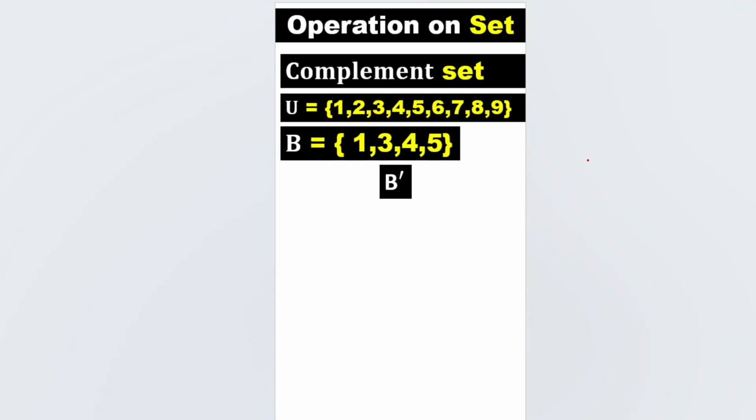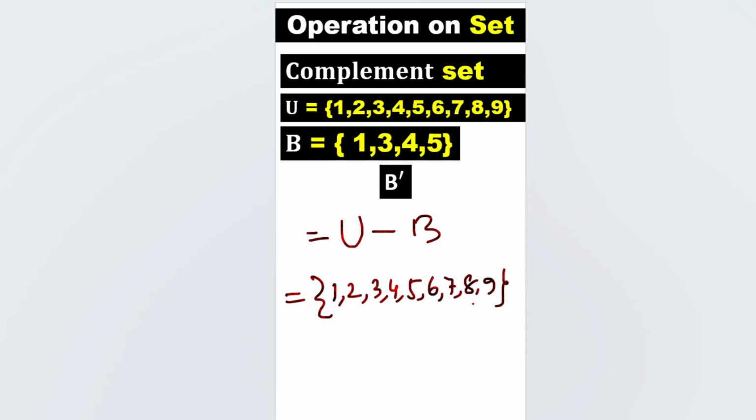Complement set. Look, here is the universal set 1 to 9 and set B {1, 3, 4, 5}. Complement set means here universal set minus B. So what will be the elements of U? We can write 1, 2, 3, 4, 5, 6, 7, 8 and 9, minus B, meaning {1, 3, 4, 5}.